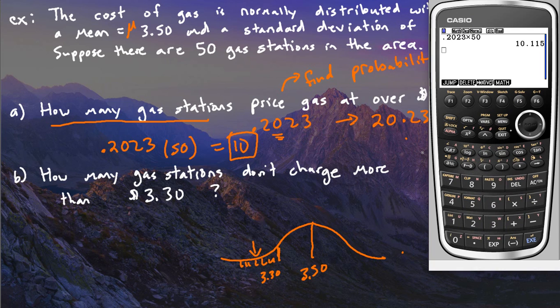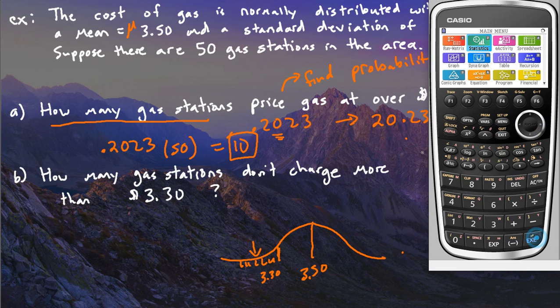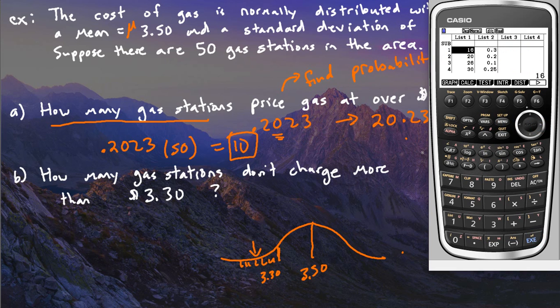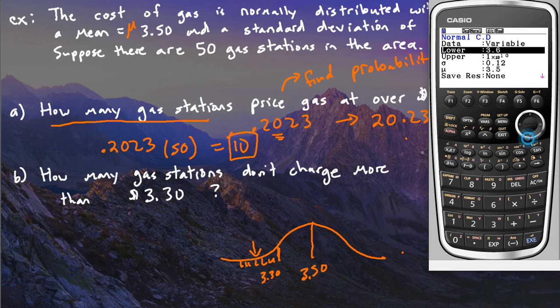Well, let's find out. So we go back to our statistics menu, and again, we find distribution. We're going to do normal, norm CD, and we're going to put in this information. It's already in. So our lower is negative 10 to the 10th. So what would that mean? That they pay you to take gas? I don't know. It's not probable, so we don't need to worry about that. Upper value. We don't want more than $3.30.